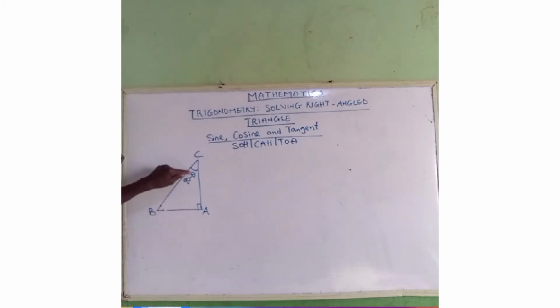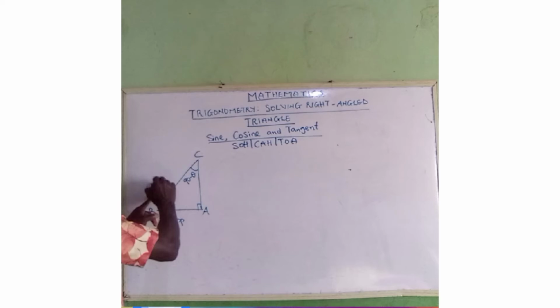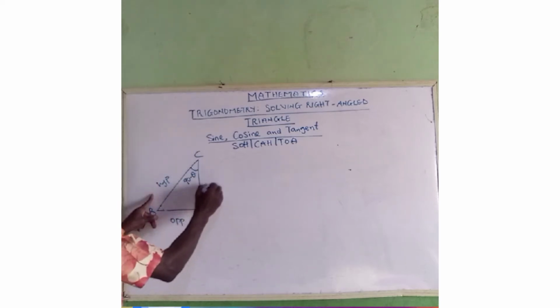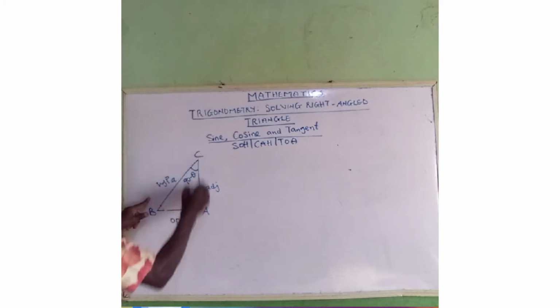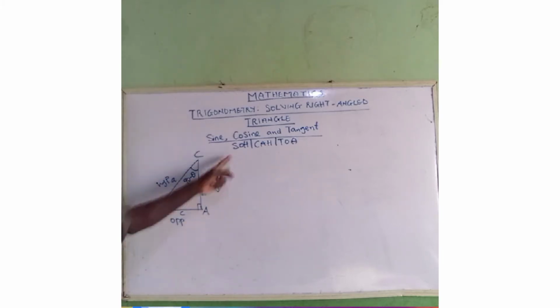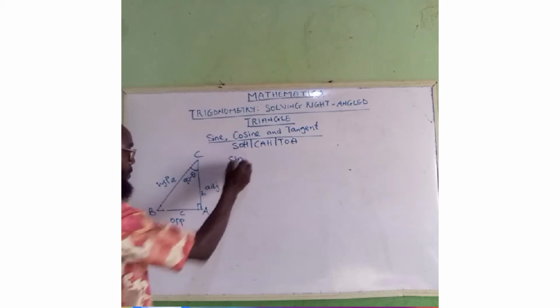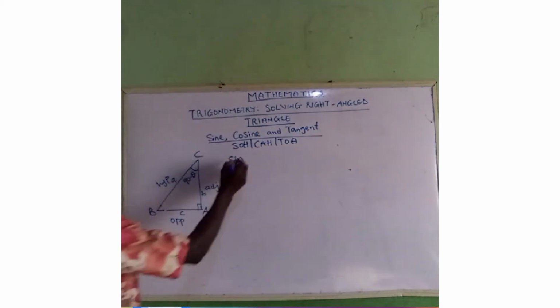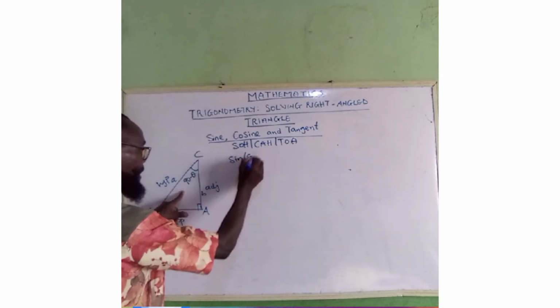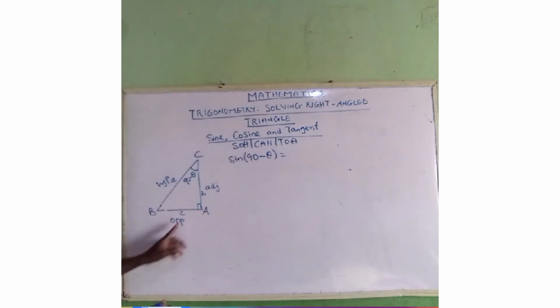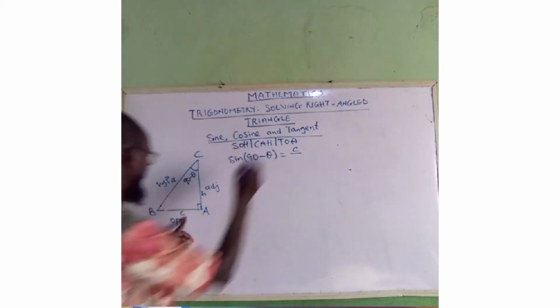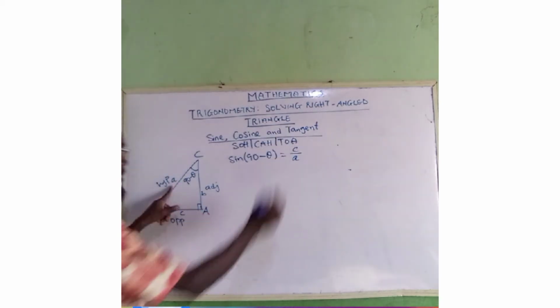Now, anywhere this angle is facing is our opposite. So this is my opposite. Anywhere this 90 is facing is my hypotenuse. Then the remaining side is my adjacent. Now, let us label this as capital letter C, small a, and small b. Now, back to sine. So sine open bracket 90 minus theta will now equals to opposite over hypotenuse. So our opposite is small letter c, over hypotenuse, small letter a.